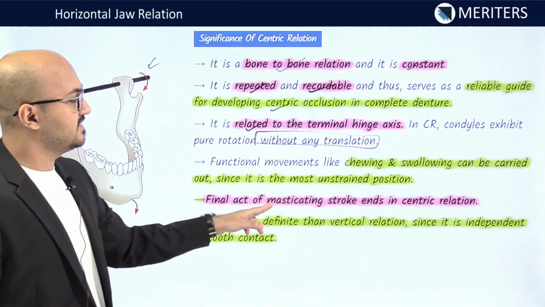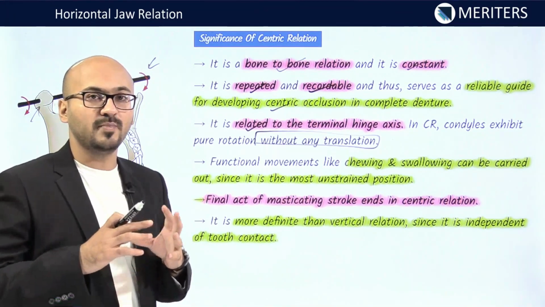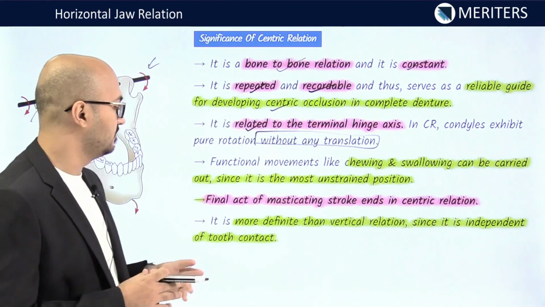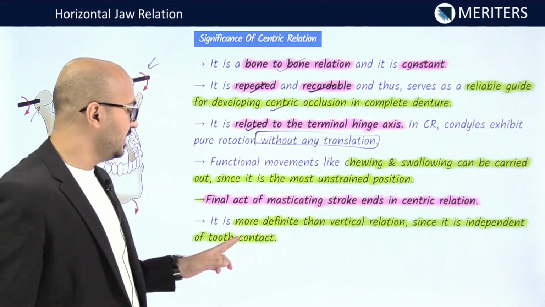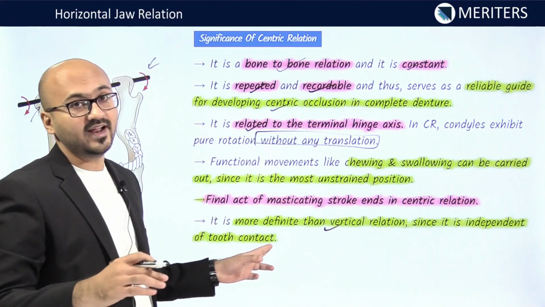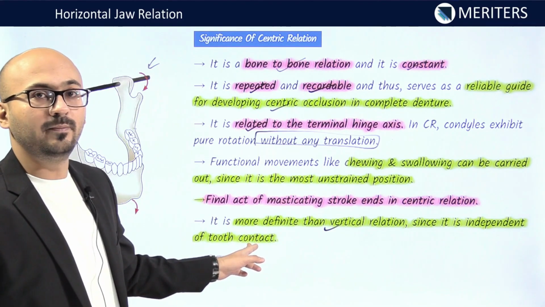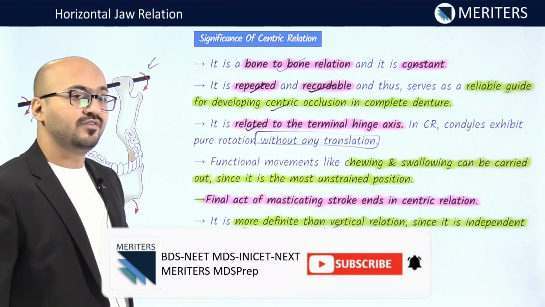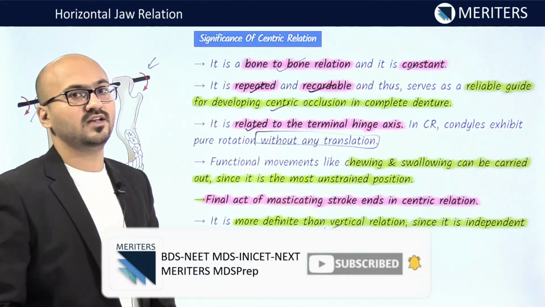The final act of the masticating stroke ends in centric relation. After every swallowing, after your masticatory cycle ends, where does it end? It ends in centric relation. It is more definite than vertical relation since it is independent of tooth contact. Vertical relation is dependent on tooth contact and musculature, whereas centric relation is only bone dependent. That is why it is more stable, and that is why it is more definite than vertical relation. So these are the significant points for centric relation.